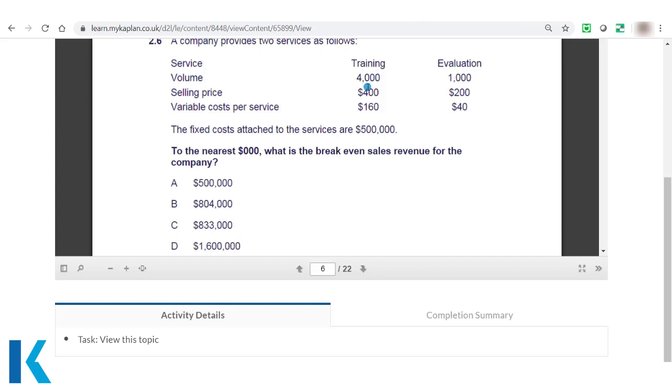So if we look for training, we've got a selling price of 400, variable cost of 160. We know that our contribution is your selling price less your variable costs. So for training, 400 less 160 is 240. And for evaluation, 200 minus 40 is 160. For the total contribution, we'll be doing 4,000 times 240 for the training and 1,000 times 160 for the evaluation. Then when it comes to doing the revenue, 4,000 by 400, 1,000 times 200.